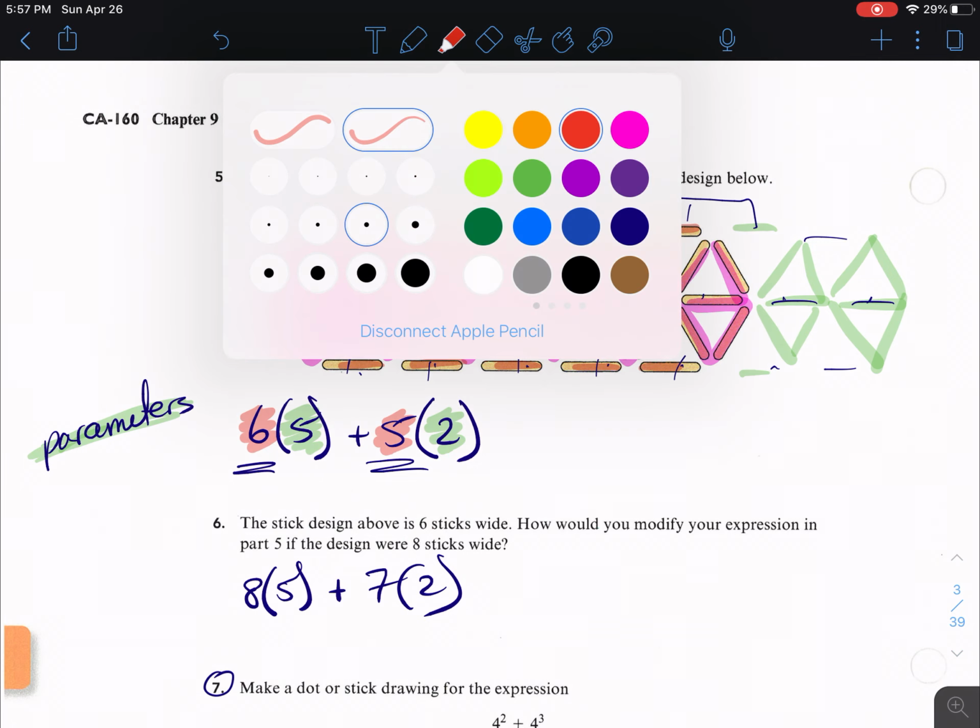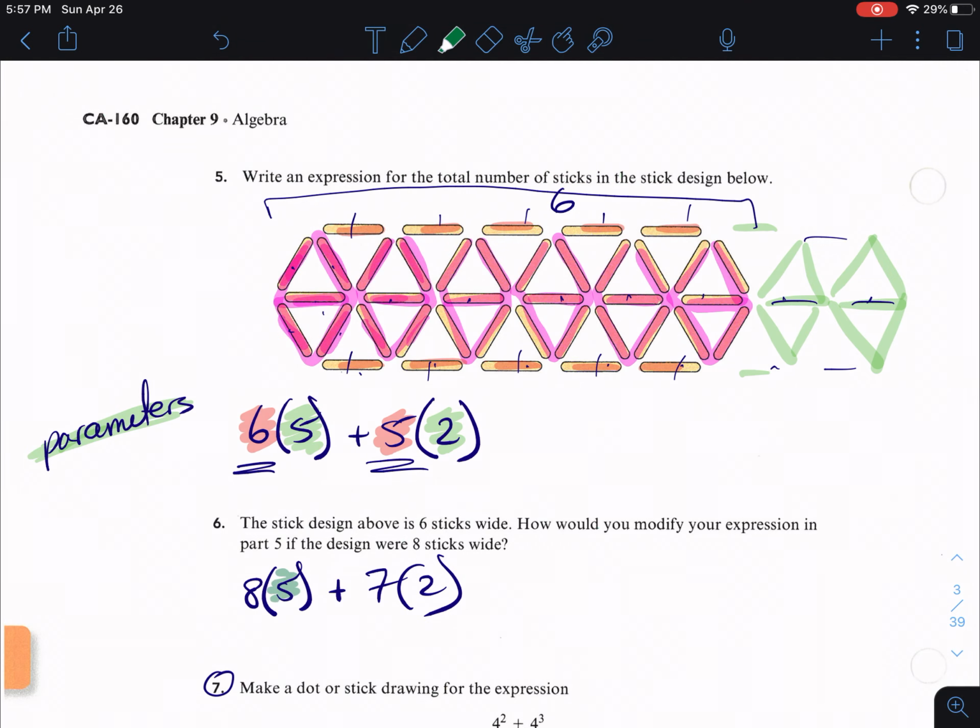Notice it's the same thing that's happening again. The 5 and the 2 are the parameters because that has to do with the actual design, with the way it's structured. And the 8 and the 7 is what's changing. Well, what if it was n sticks wide? Right? So not 5, not 6, not 8, not 20, but n.